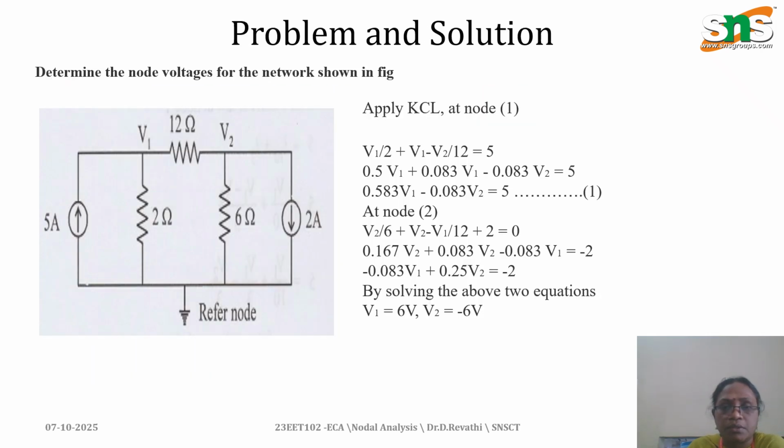I'll just give a problem; you have to solve it, finding V1 and V2. Here there are three nodes: V1, V2 and the reference node. For V1, we consider 1 by 12, 1 by 2, which is equal to 5. For node 2, 1 by 12, 1 by 6, which is equal to 2. So solve these equations and find the voltages V1 and V2.